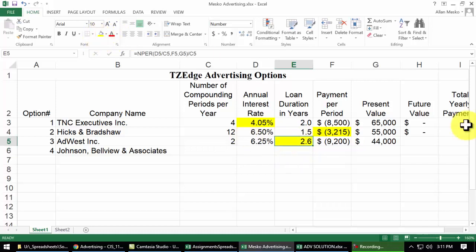That's the only formula in that row. And again, we're paying it down to 0. Future value of our loan should be 0.